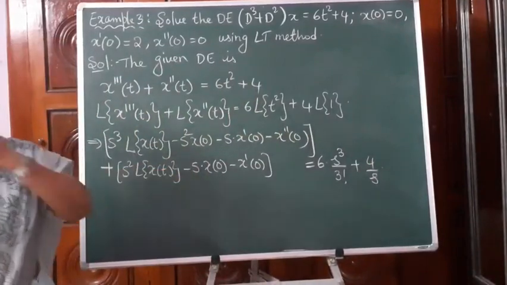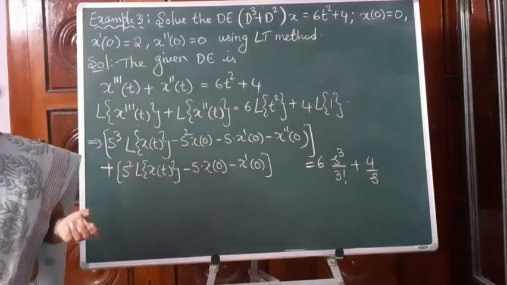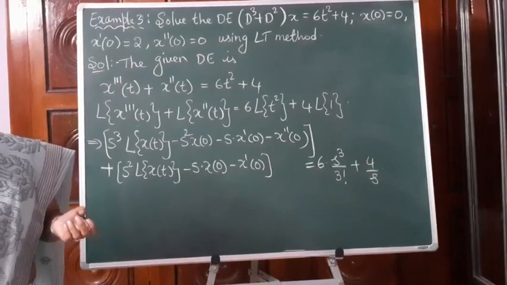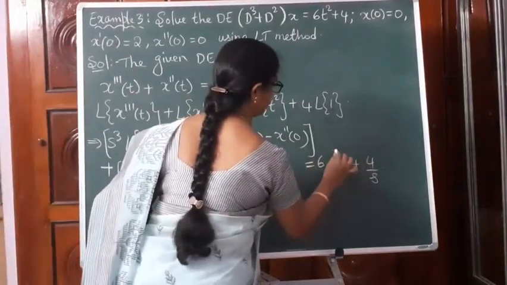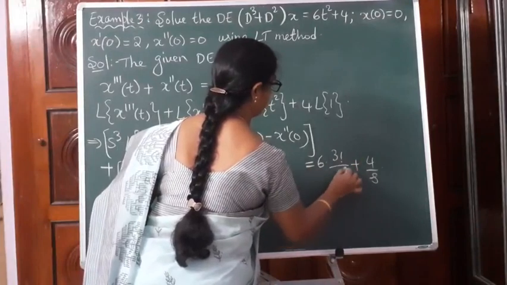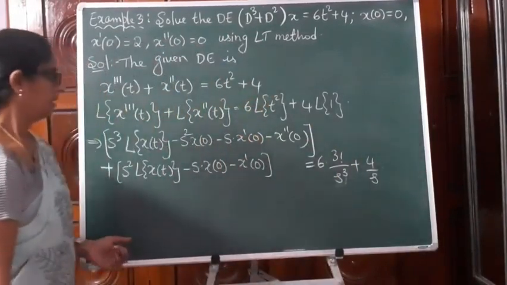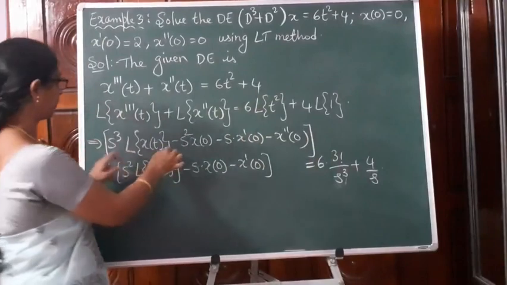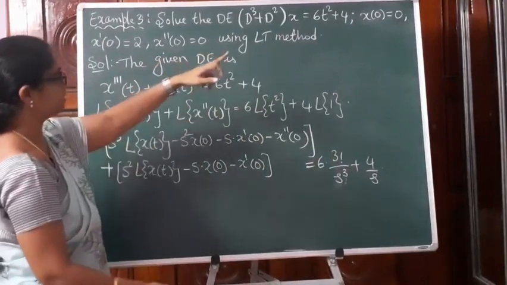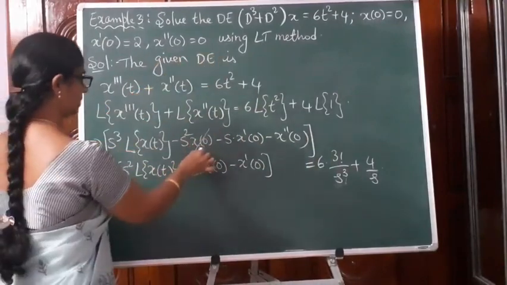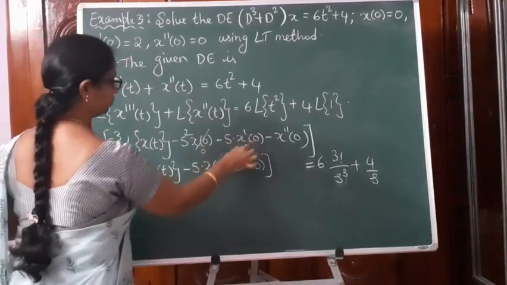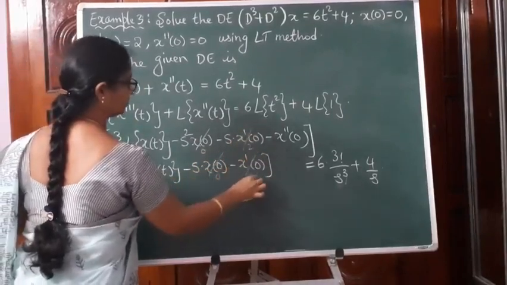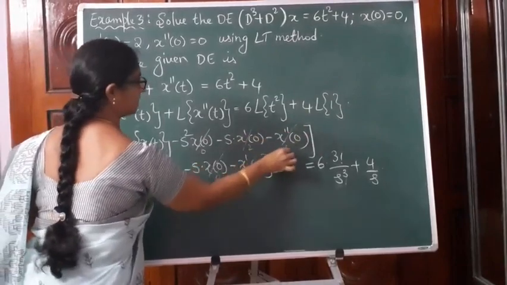Now we substitute the initial conditions here. This is 3 factorial by sⁿ⁺¹, that is 3 factorial by s³. x(0) is given as 0, so this goes to 0. This is 0 and this is 0 here. x'(0) is 2, this is 2 and this is 2. x''(0) is again 0.